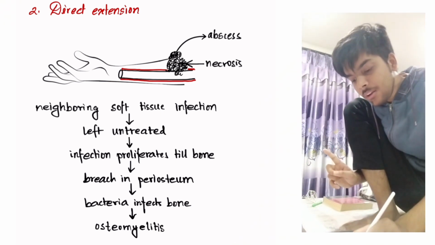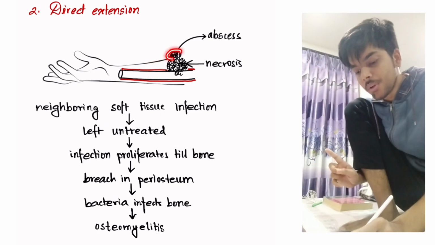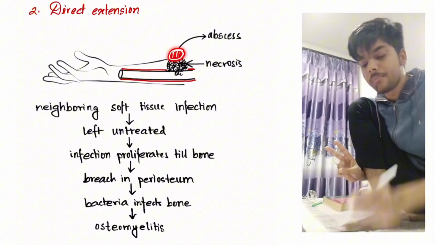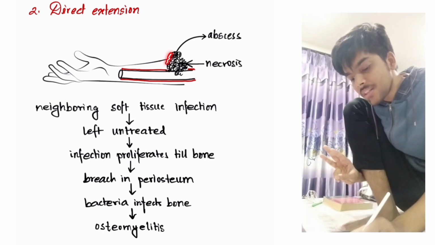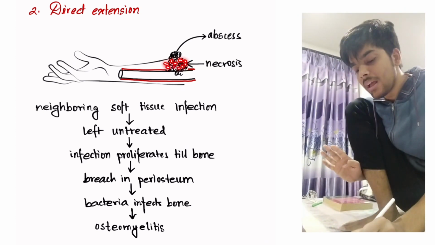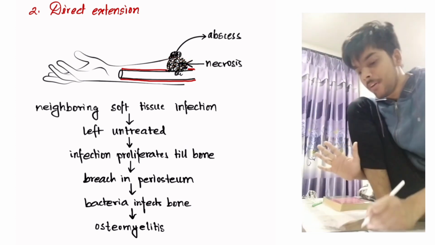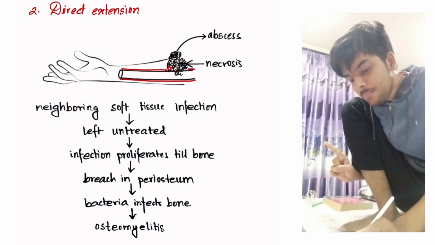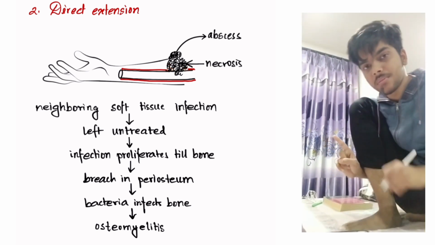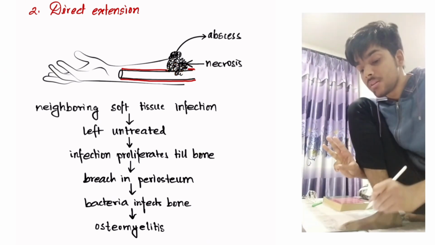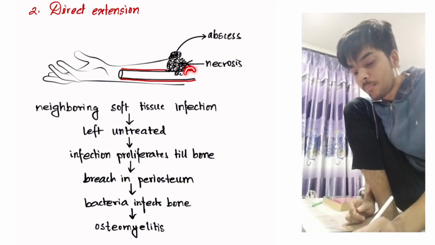First, neighboring to the bone, there's soft tissue infection. Second, the soft tissue infection is left untreated. Third, as a result, the infection proliferates. Fourth, necrosis of the cells below the skin or at the region of infection occurs. Fifth, the infection reaches the bone itself. Sixth, a breach in the periosteum at the region of infection occurs. Seventh, if the periosteum is destroyed, the infection can easily enter inside the bone. And eighth, once the bone is infected, it leads to osteomyelitis of the bone.